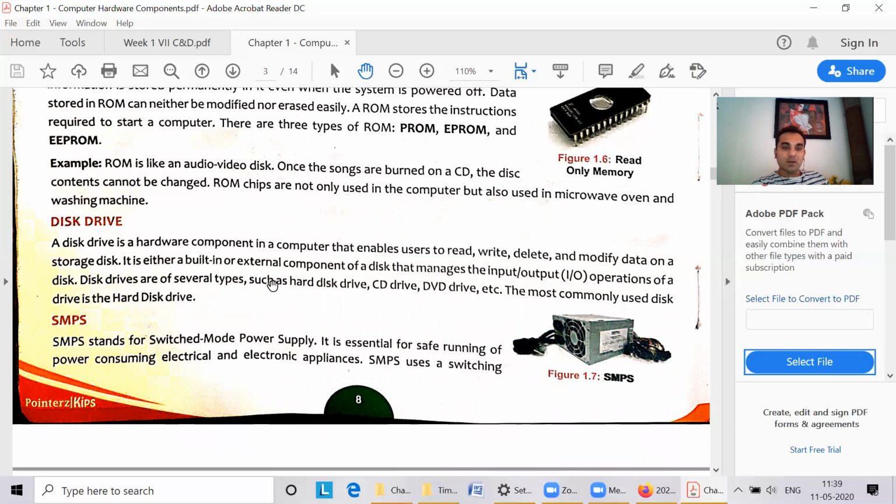It is either a built-in or external component of a disk that manages the input and output operations of a disk. So either it will be internally fitted in a computer with the hard disk, or the external hard disk. So it will always be with the hard disk. Disk drives are of several types, such as hard disk drive, that is hard disk; CD drive, that is CD; DVD drive, that is DVD. So drive means a hardware where we put a CD, DVD, or hard disk on it. The most commonly used disk drive is a hard disk drive.